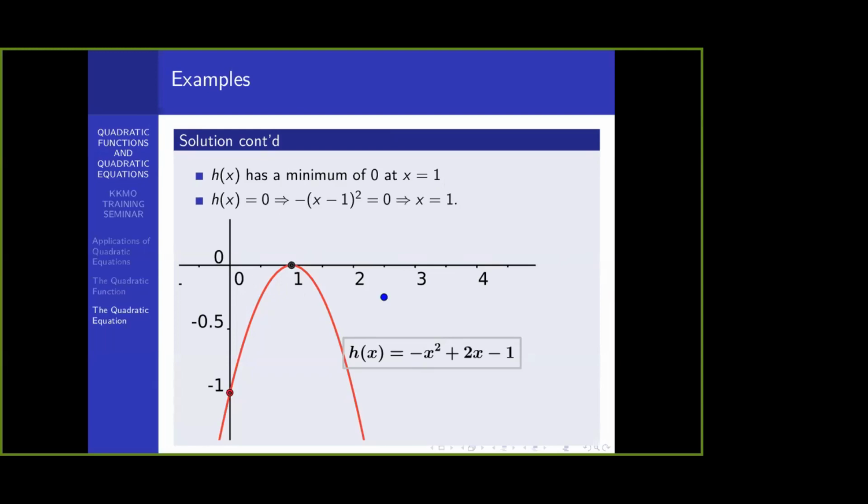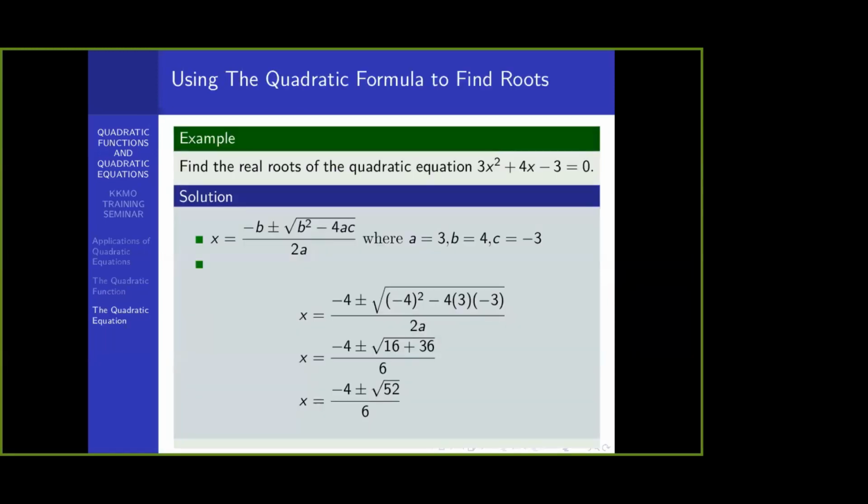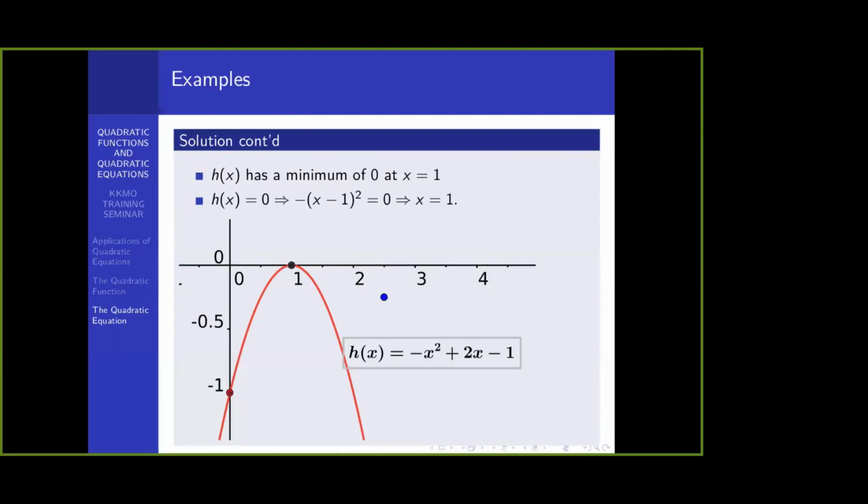So it has a repeated root in this case. It touches the x-axis at exactly 1 point. And again, if you check the discriminant, it will be equal to 0. And that's another way of confirming that it has exactly one distinct root.